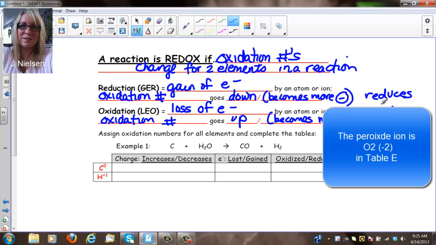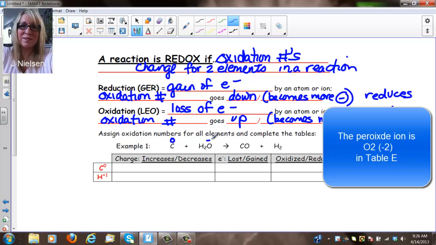The first thing that you want to do to determine if something is a redox reaction, meaning you have oxidation and reduction occurring simultaneously due to the loss of electrons by one species and the gain of electrons by another species, is you need to assign oxidation numbers for all elements in the reaction. So we know that C is by itself. Anything by itself gets assigned a 0.